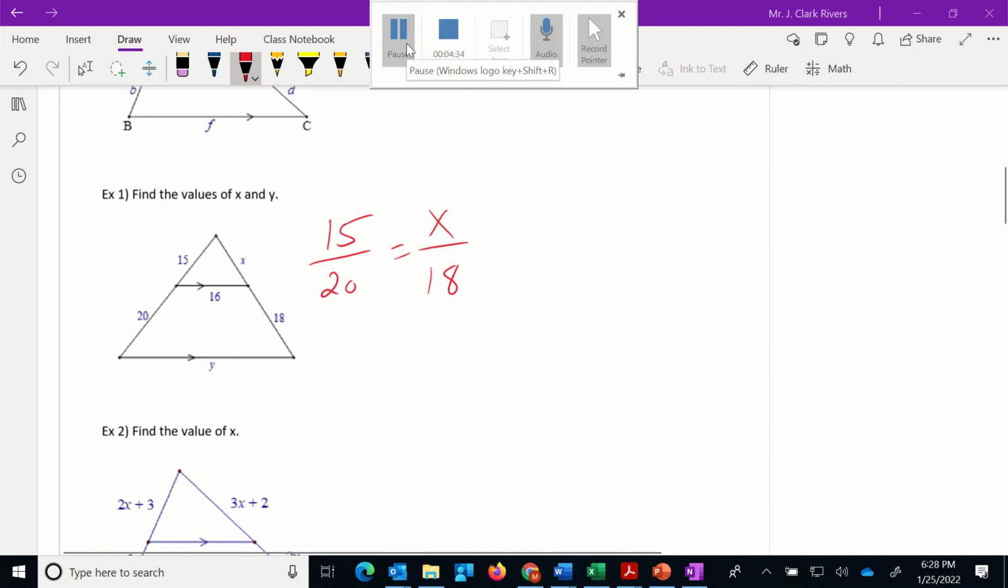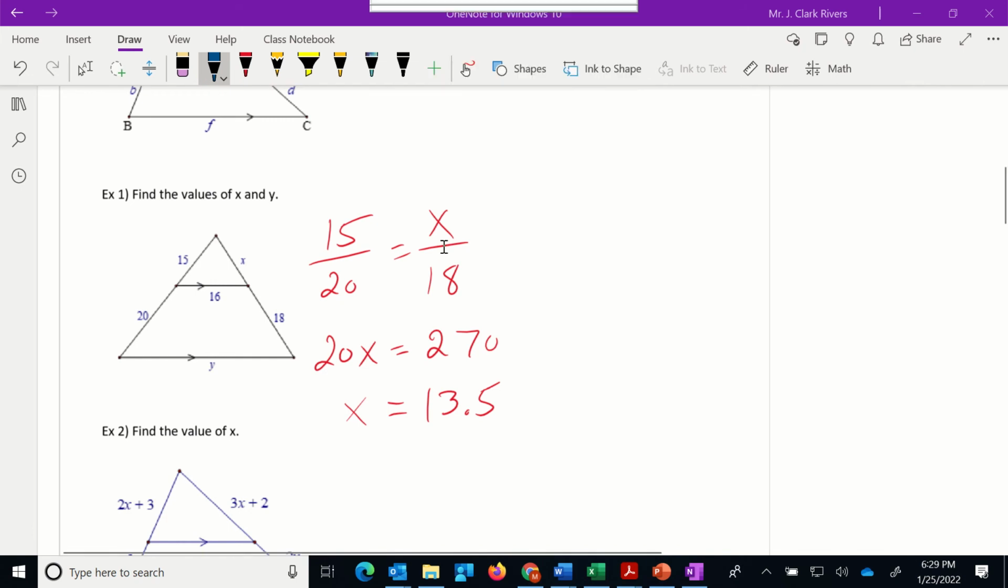I'm going to pause the video and do this now. So we cross multiply and solve. X times 20 is 20x. 15 multiplied by 18 is 270. We divide both sides by 20, and we get x equals 13.5. So now let's work on finding y.